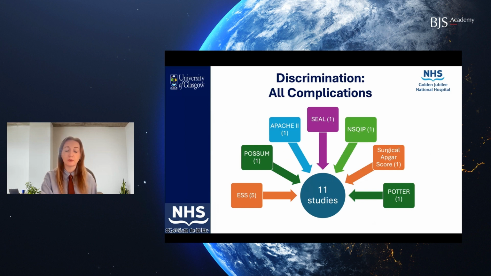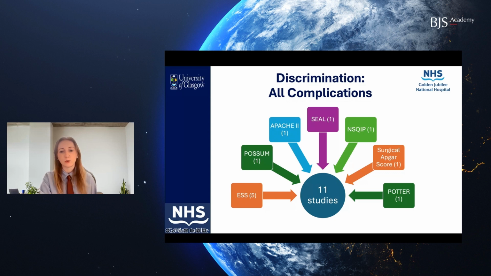Discrimination was more prevalent, so 15 studies in total reported discrimination metrics, which is area under the curve or C statistic. 11 of these studies looked at the discrimination metrics for all complications. And as you can see here, APACHE and POSSUM, for example, are commonly used in the UK, but NSQIP, emergency surgery score, and POTTER are all far more commonly used in America.